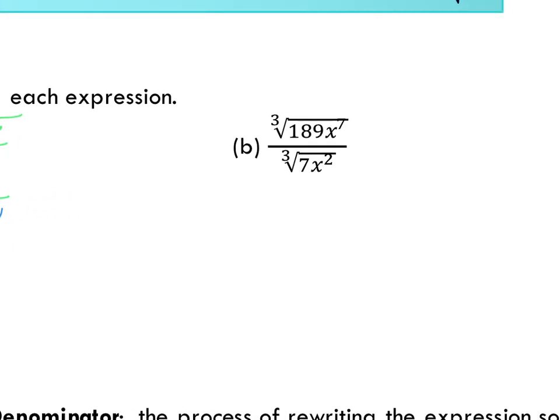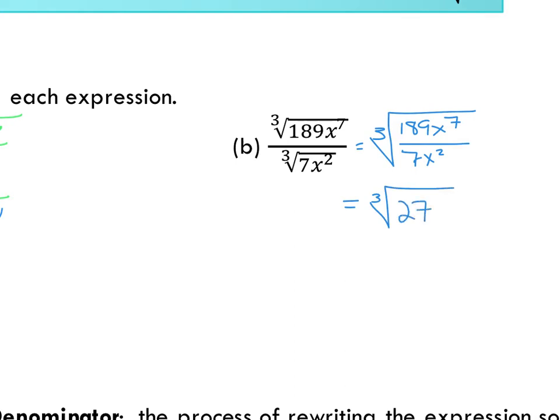Letter B, we're going to approach this problem the same way. We're going to write it as a giant cube root sign, 189 x to the 7th over the 7x squared. We know 7 goes into 189 27 times, and we know x to the 7th over x squared is x to the 5th. The cube root of 27 we know to be 3.